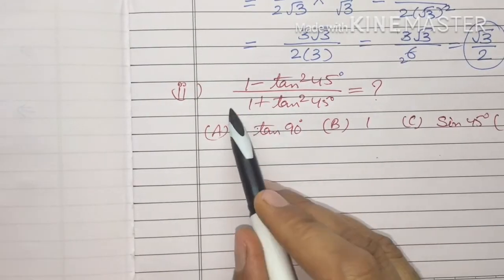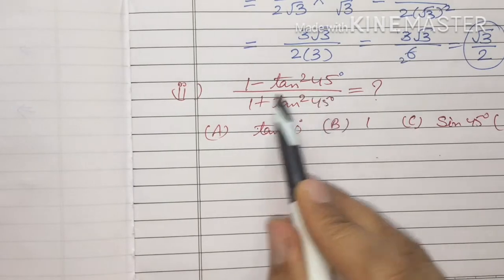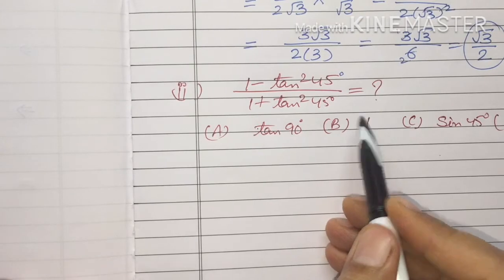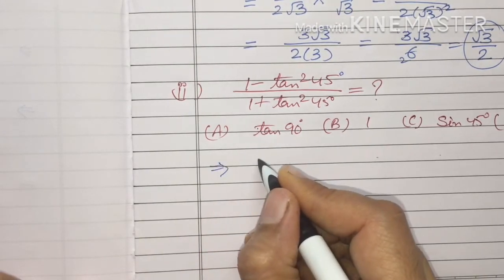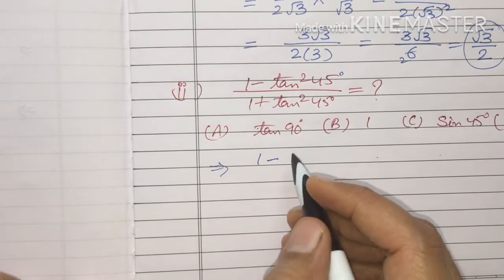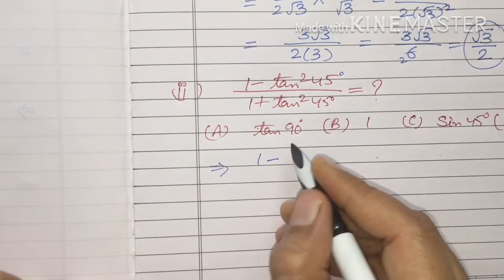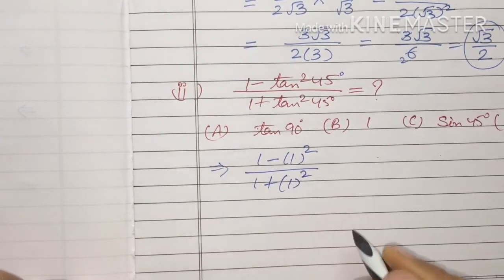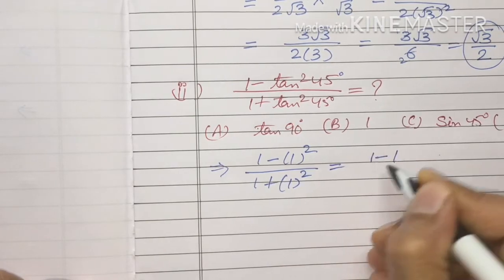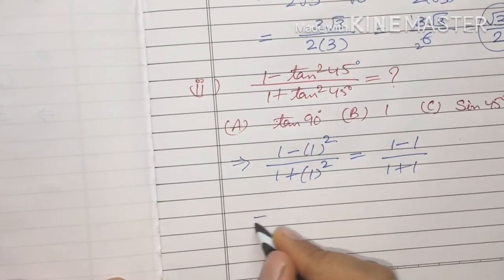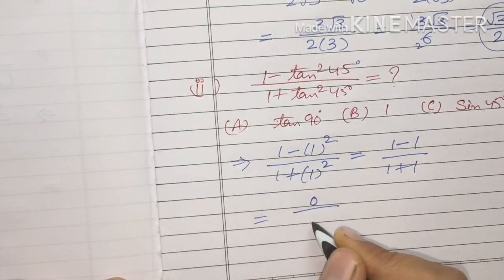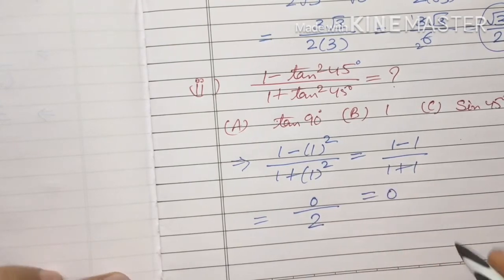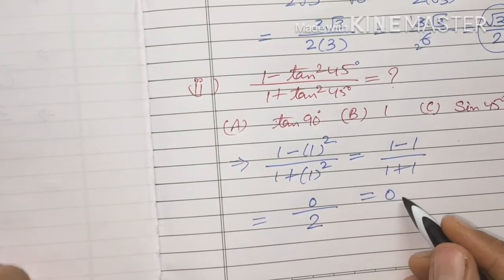In the second part, 1 minus tan square 45 degree in the numerator upon 1 plus tan square 45 in the denominator. So let's see what value we will get. First we will put the value of this trigonometric ratio. Tan 45 is 1, so square of 1. In the numerator 1 minus 1, denominator 1 plus 1. So 1 minus 1 is 0, and in the denominator 1 plus 1 is 2, it means 0. So the answer we are getting is 0.